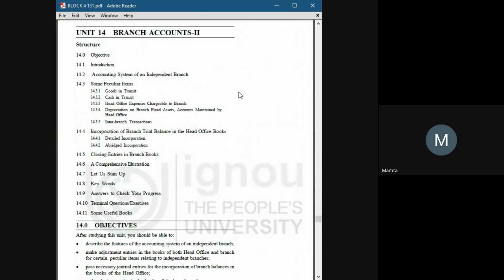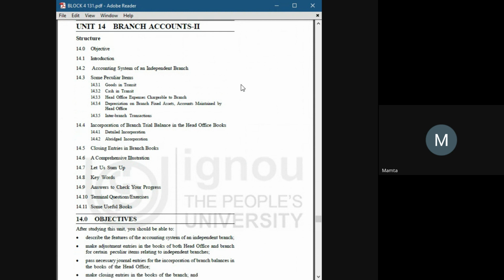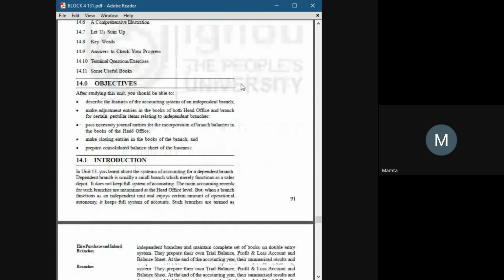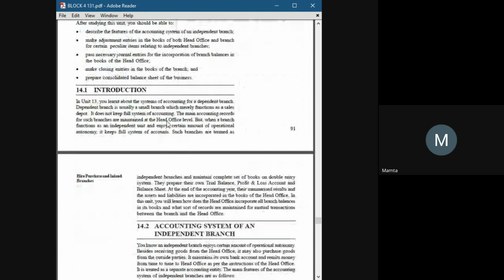So after this unit, we have come to branch accounts second. In the last unit, we saw the accounts for the dependent branches. But in this unit, we will see the accounts for independent branches, how independent branches maintain their accounts or books of accounts.